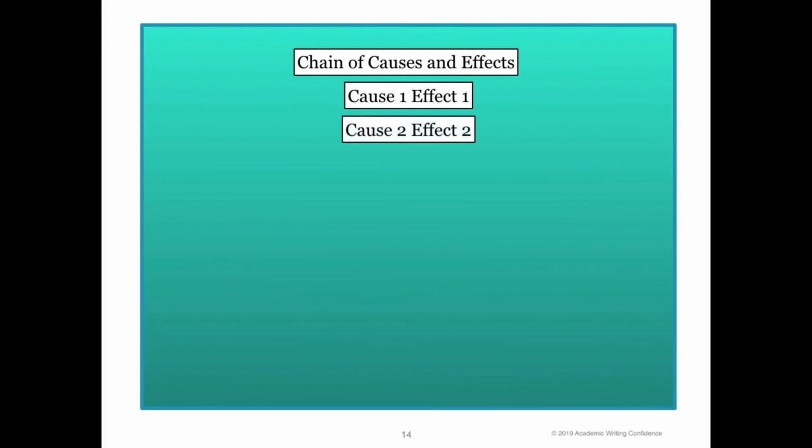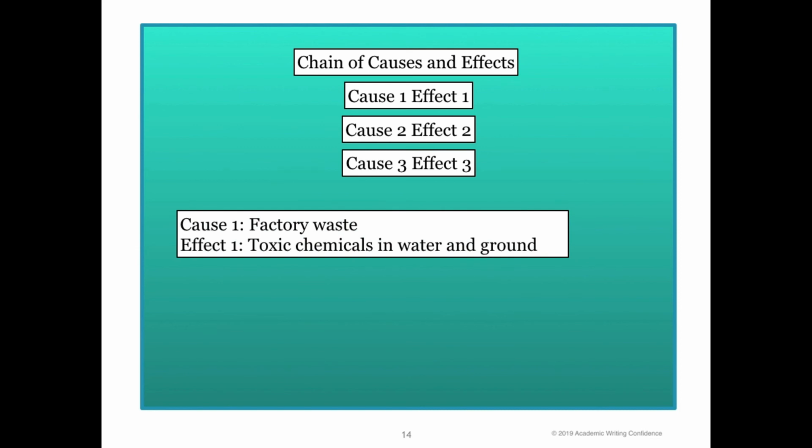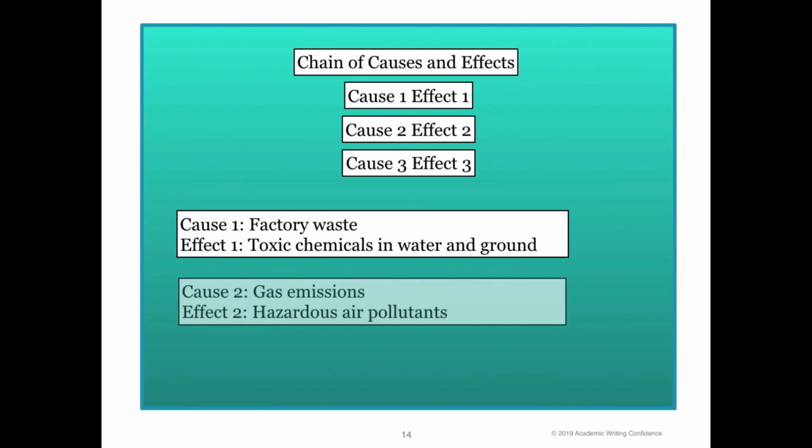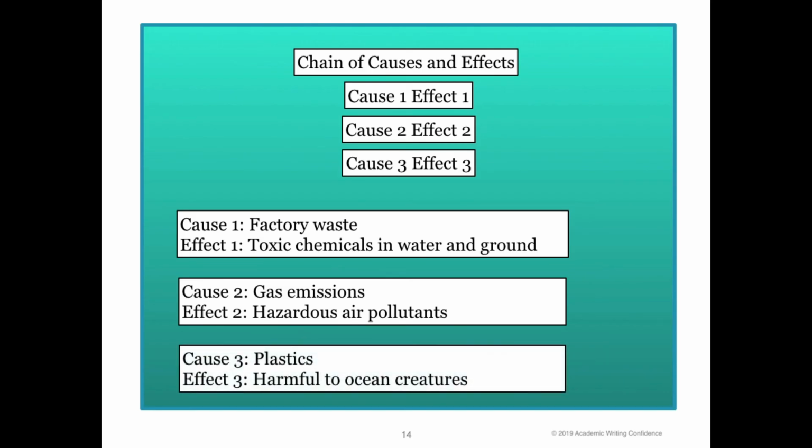Finally, let's talk about the chain of causes and effects. Here we may be talking about pollution, and our first cause would be factory waste. Now, the effect of this is that toxic chemicals appear in water and in the ground. Cause number 2 could be gas emissions, with the effect of hazardous air pollutants. And cause number 3 could be plastics, with the effect of being harmful to ocean creatures.